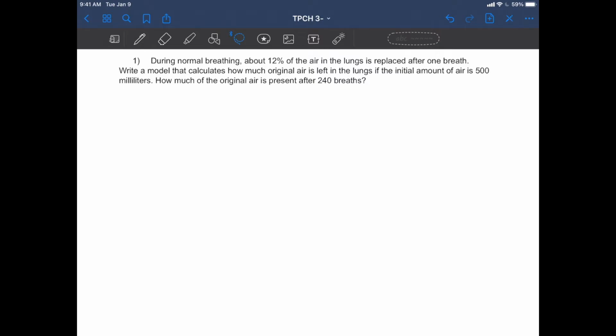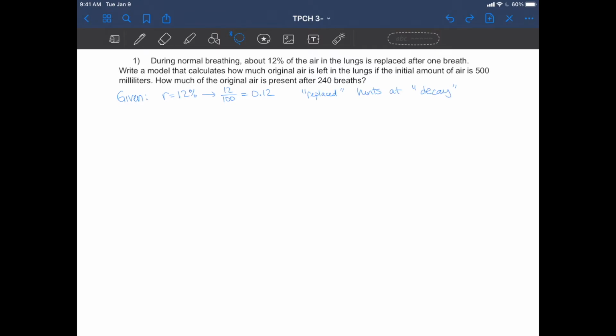So let's go ahead and do an example. It says, during normal breathing, about 12% of the air in the lungs is replaced after one breath. Write a model that calculates how much original air is left in the lungs if the initial amount of air is 500 milliliters. How much of the original air is present after 240 breaths? Let's start with what's given. We know that we have a percent in here. 12% has to be converted to decimal form, so I went ahead and did that.